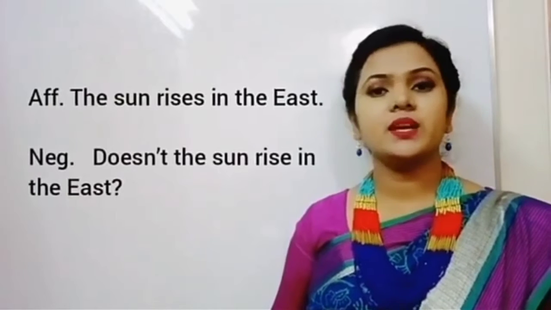There is no negative form or negative sentence of a universally true sentence. For example, the sun rises in the east. This is a universally true sentence, and there is no option of doing the opposite. So, if we are asked to change a sentence like this into a negative one, we should change it into a negative interrogative sentence. The sun rises in the east will become, in negative form, a negative interrogative. And the answer will be, doesn't the sun rise in the east?